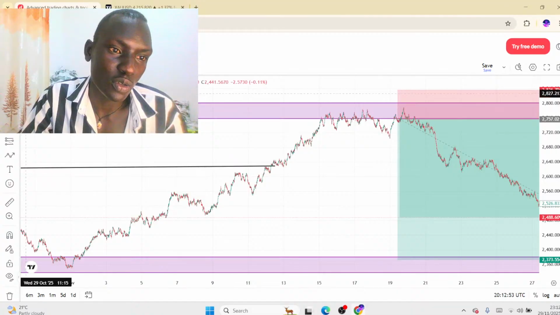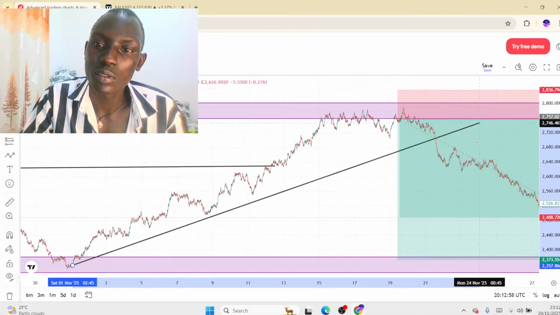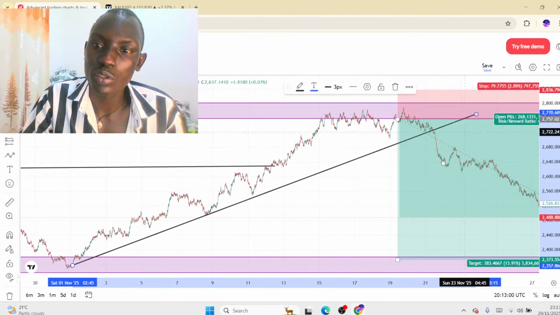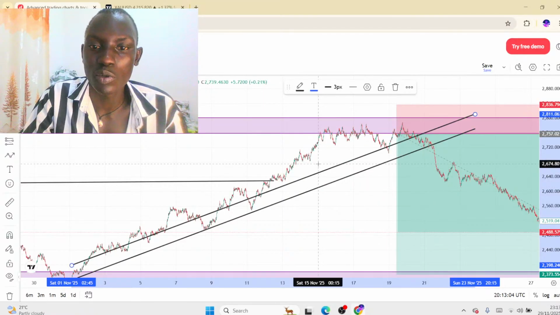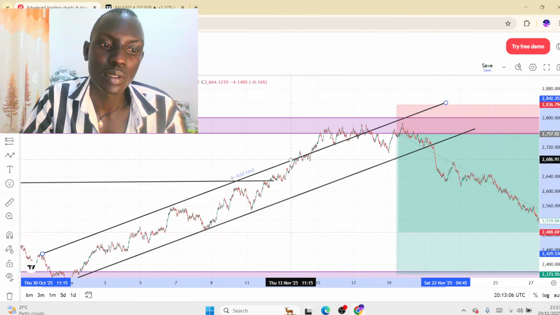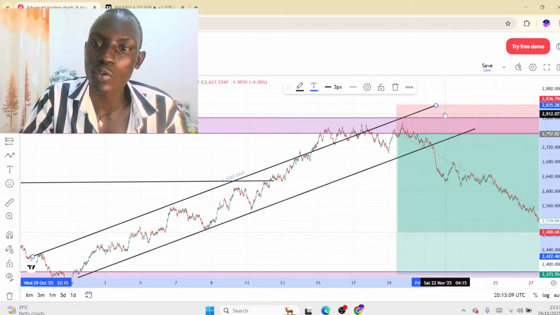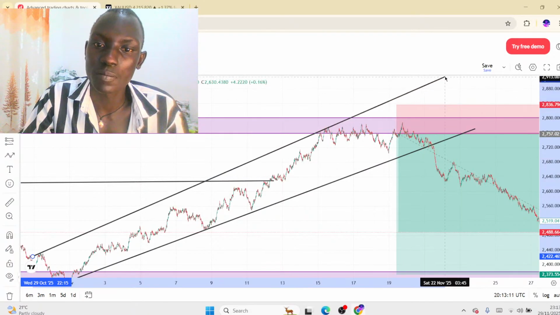So if you had drawn your trend line from here, you see what you could have gotten from this kind of trade. Your trend line was simply going to be around here. This was where you could have drawn your trend line for this trade.